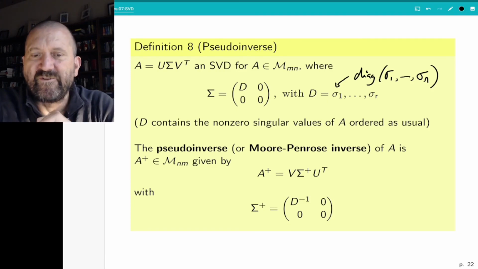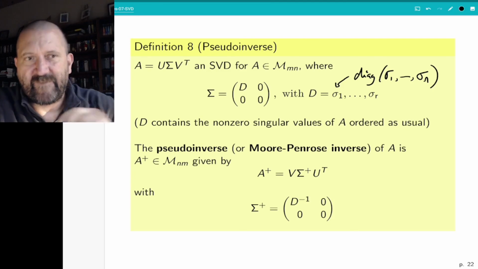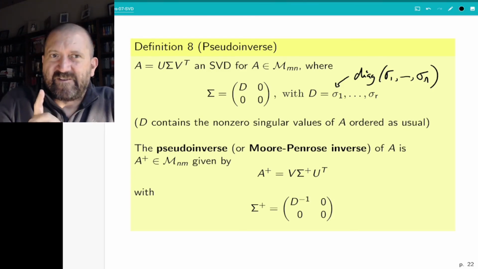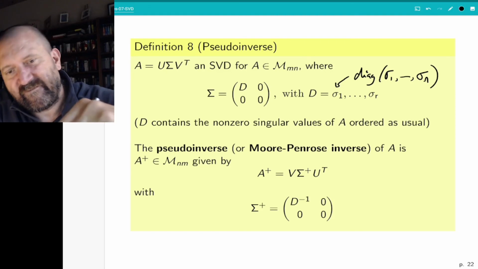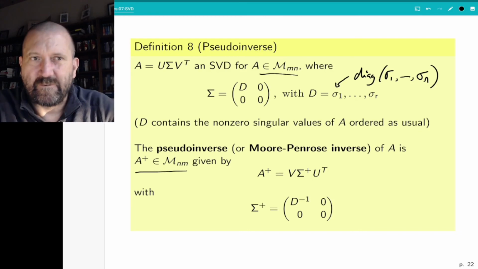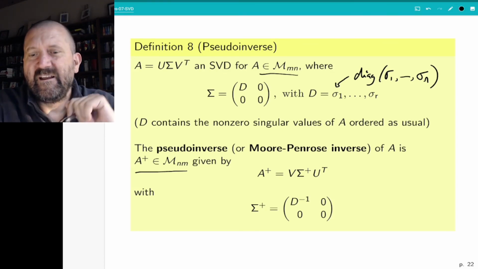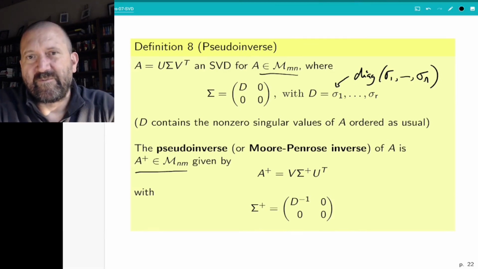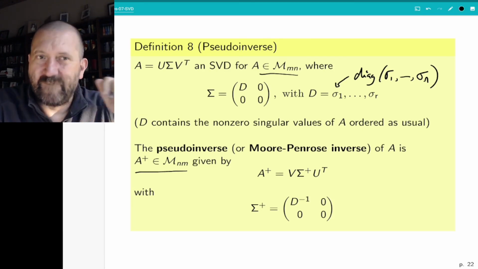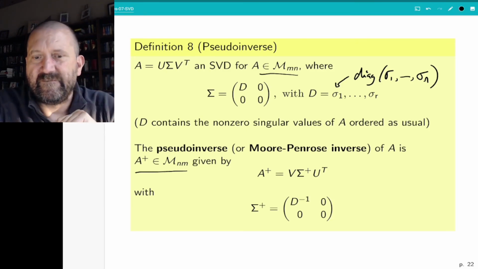Then we call the pseudo-inverse, also called the Moore-Penrose inverse of A, that matrix A plus, which is in R^(n×m). So recall, A is in R^(m×n), A plus is in R^(n×m), so the order changes. It's given by A plus equals V sigma plus U transpose, where sigma plus is the same matrix as before, except that we have inverted the matrix D.